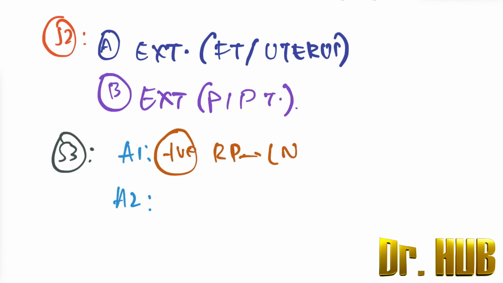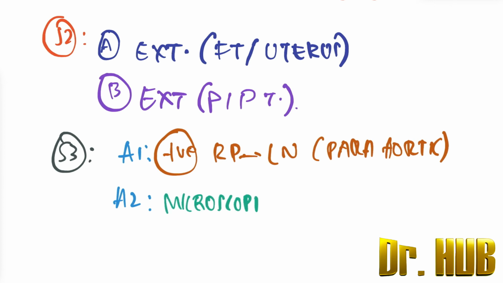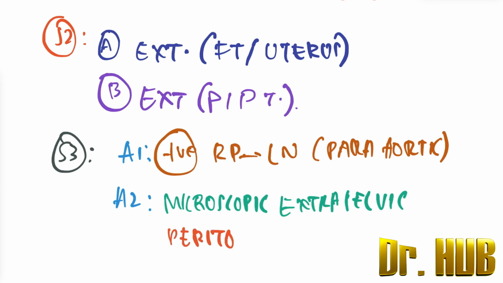Retroperitoneal lymph nodes is nothing but para-aortic. And looking at A2, A2 stands for microscopic extrapelvic peritoneal deposits.